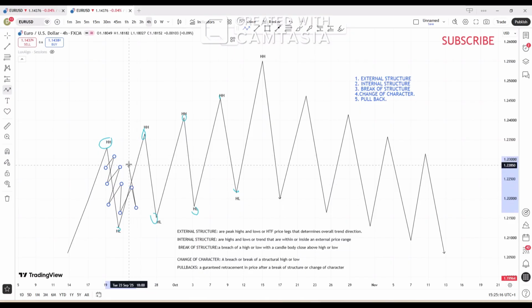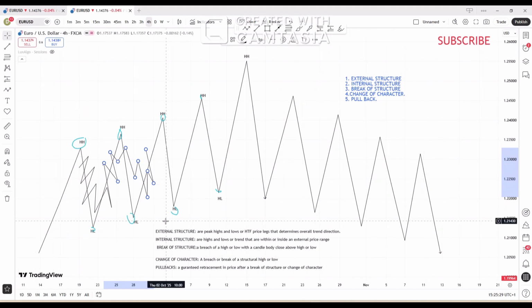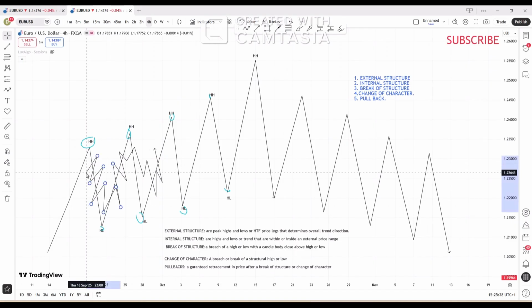I'm not drawing this thing right, but you know what I mean. So structures inside or within your external structure are your internal structure, or mini structures inside. In your internal structure, you can find lows, you can find highs, you can find lows and high price movement in your internal structure.